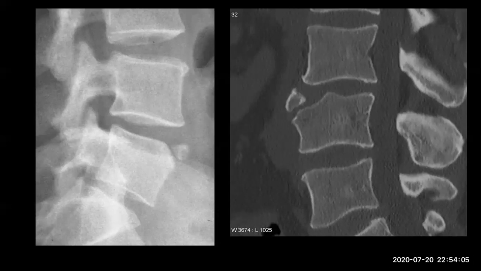Limbus vertebra. Why limbus? Okay. What is the differential diagnosis? Avulsion fracture. Teardrop fracture.